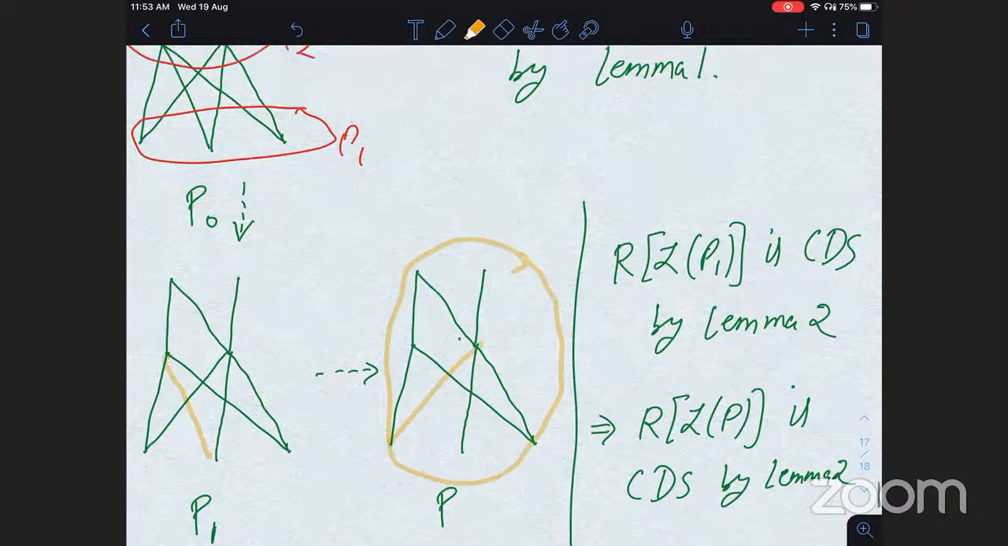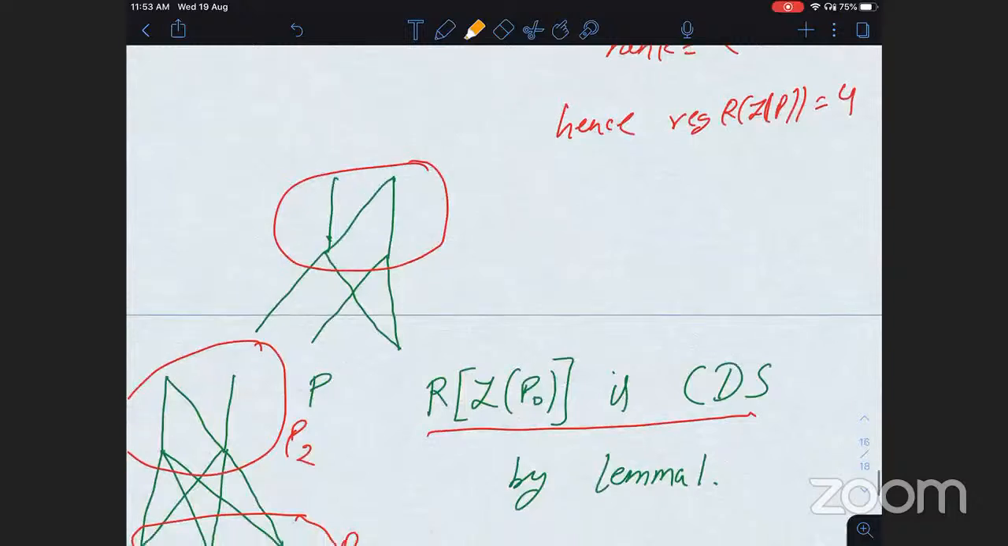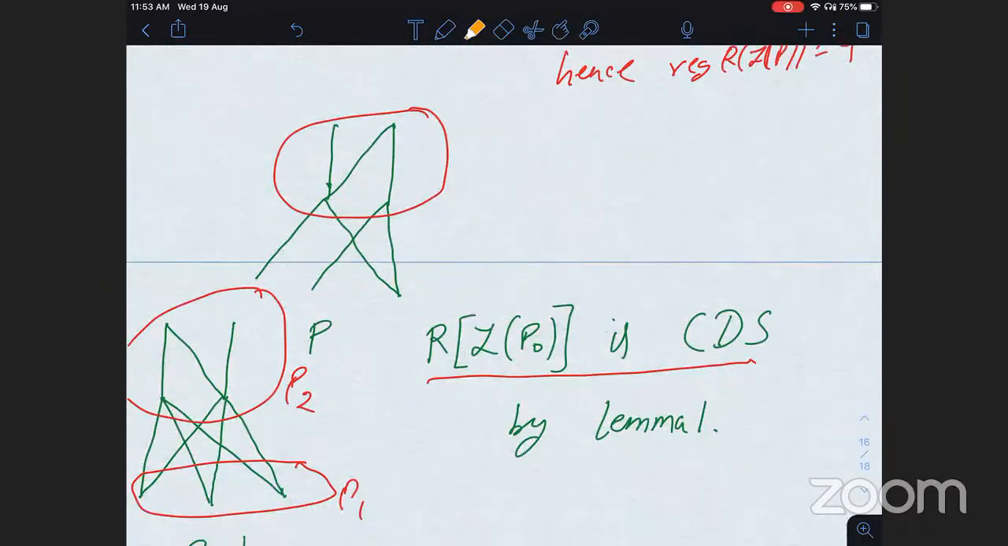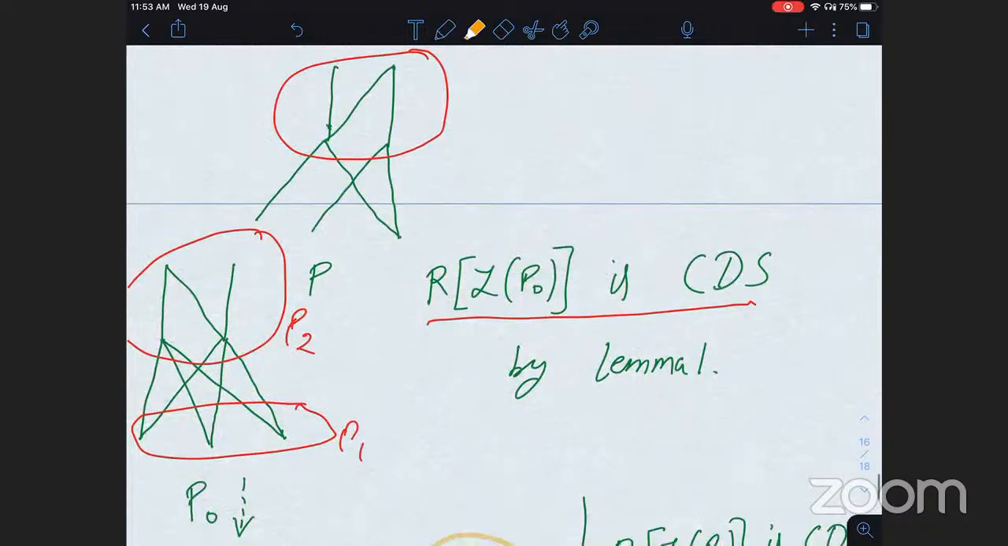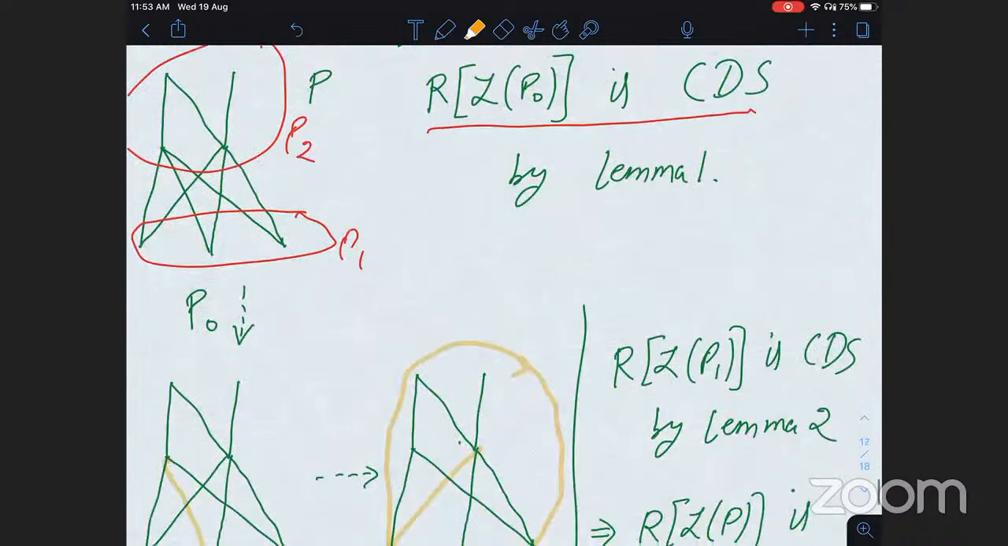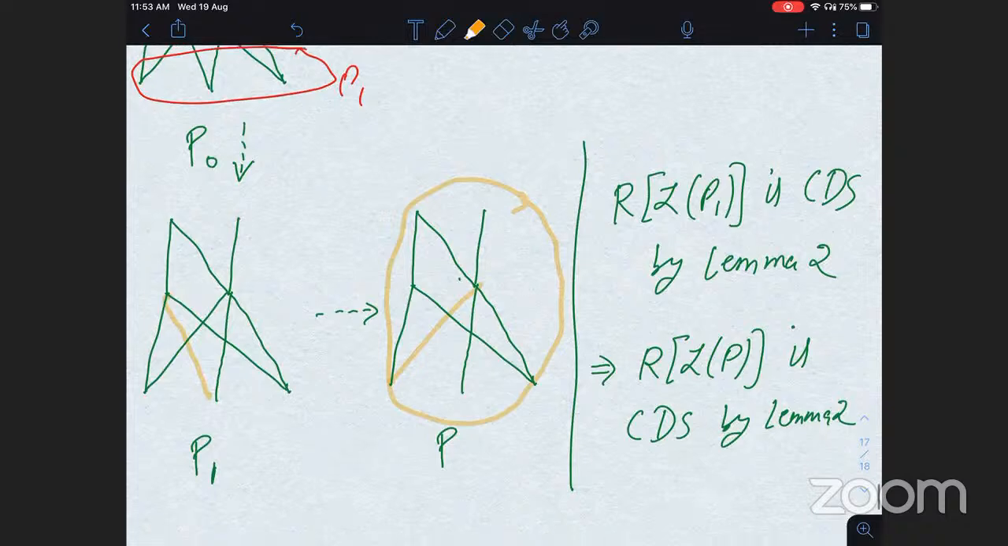Right. So once again, P is this poset I have. I have formed a poset P0 using P by adding all the possible relations between level 0 and level 1. By lemma 1, we know that R[P0] is CDS. Then we use lemma 2 by removing one edge at a time to obtain P. And by lemma 2, we know that all the R[P]s will be Charney-Davis-Stanley in this particular process. And that's it from my side.